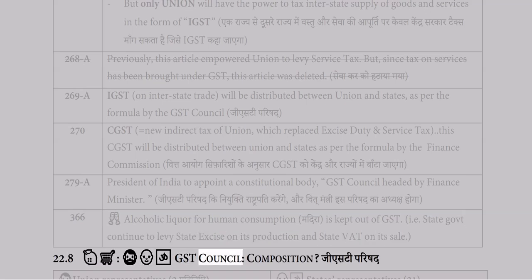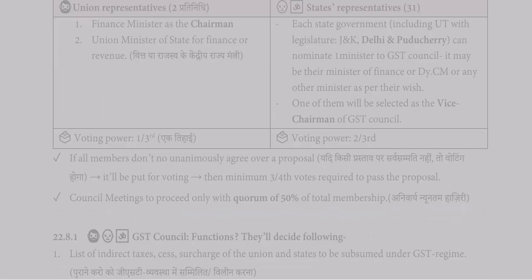22.8 GST Council composition. Union representatives 2, states representatives 31. 1. Finance Minister as the chairman. 2. Union Minister of State for Finance or Revenue. Each state government, including UTs with legislature, J&K, Delhi and Puducherry, can nominate one minister to the GST Council. It may be the Minister of Finance or Deputy CM or any other minister as per their wish. One of them will be selected as the vice chairman of the GST Council. Voting power: 1/3 for the union, 2/3 for the states. If members don't unanimously agree over a proposal, it will be put for voting, and a minimum of 3/4 votes is required to pass the proposal. Council meetings proceed only with a quorum of 50% of total membership.